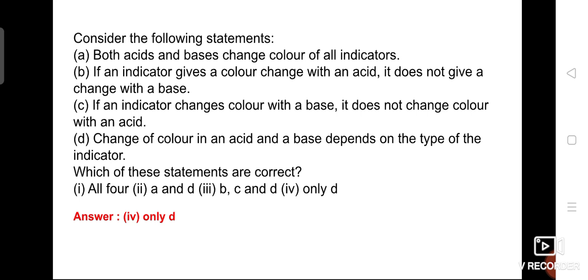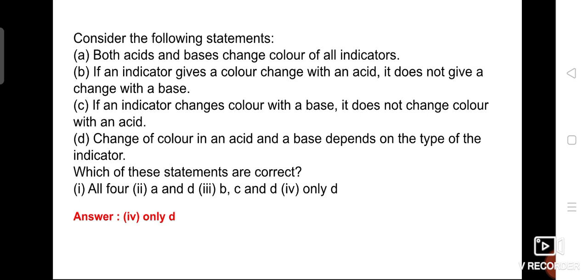Second one: if an indicator gives a color change with an acid, it does not give a change with base. Is it true? No, because we have discussed the China rose indicator. Just remember, if you dip it in acidic solution, it turns green, I hope so. And if you check with base, it will change into pink. So we are getting two different colors.